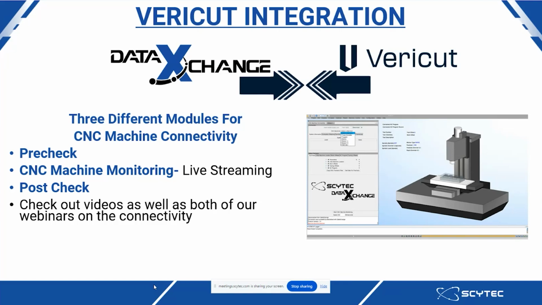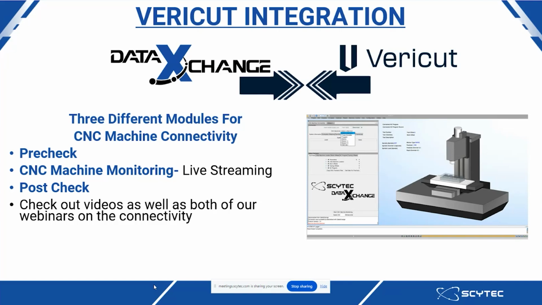The first one, pre-check, was released in Vericut 9.3, and that shows a one-to-one setup, so that what is simulated in the Vericut simulation matches what is on the physical machine, to make sure that things are set up before work for the first time. So before you go and run a part, you can do this pre-check to make sure that things are the same on both the simulation side as well as the physical machine.